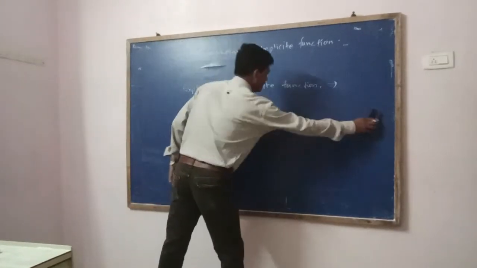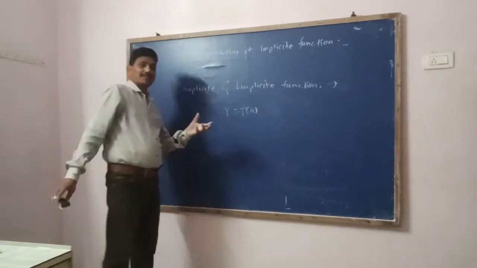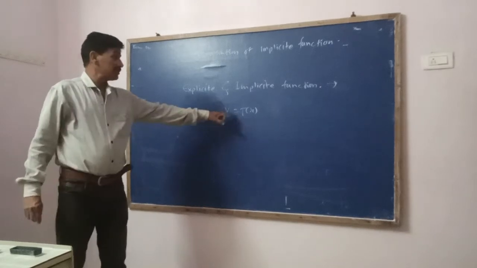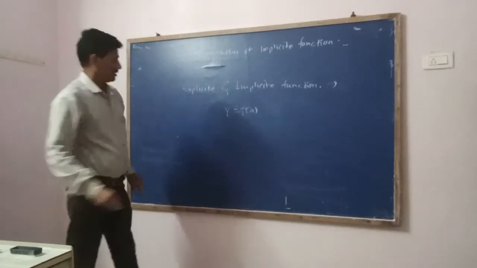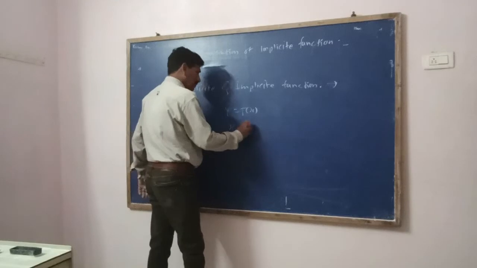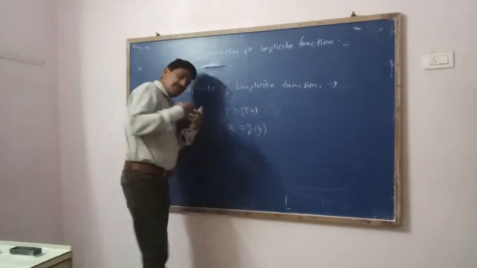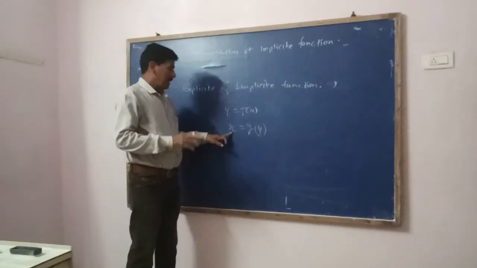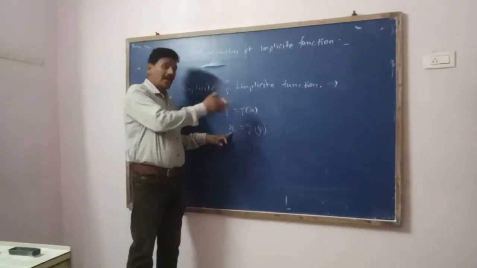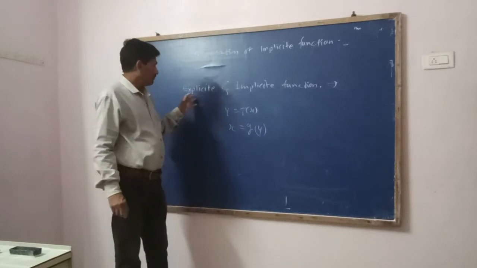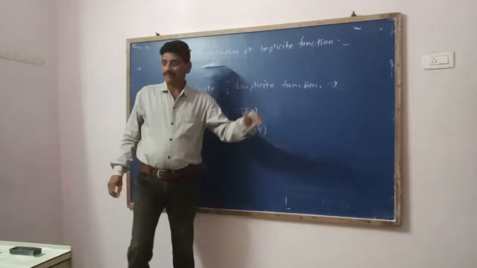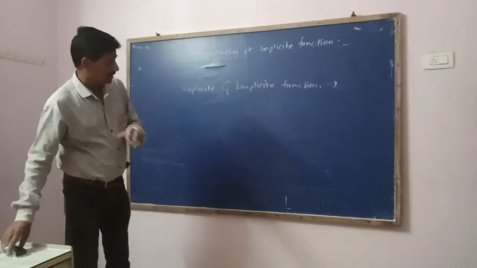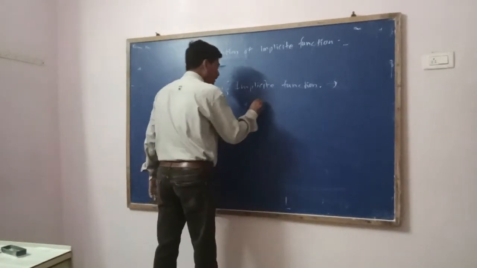When y is a function of x, that is y is completely expressed in terms of x, then y is an explicit function of x. Whenever x is a function g of y, that means x is completely expressed in terms of y, then x is an explicit function of y. But for an implicit function, we are given an equation involving two terms, x and y.